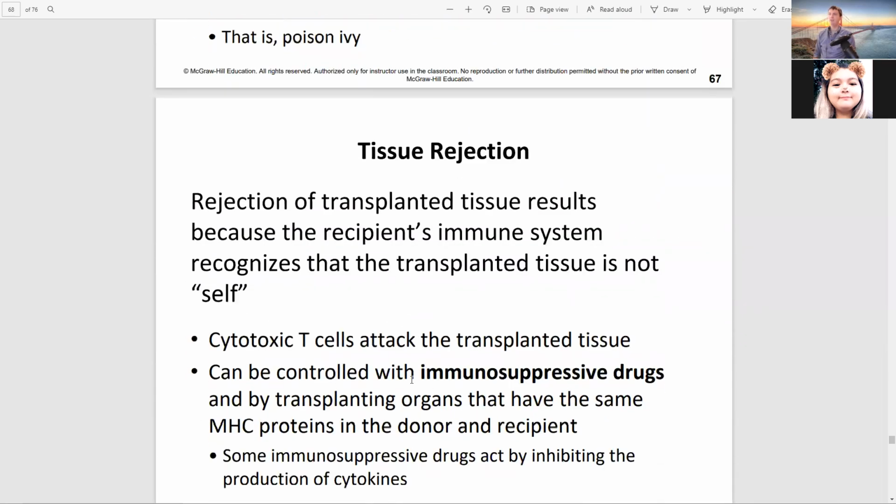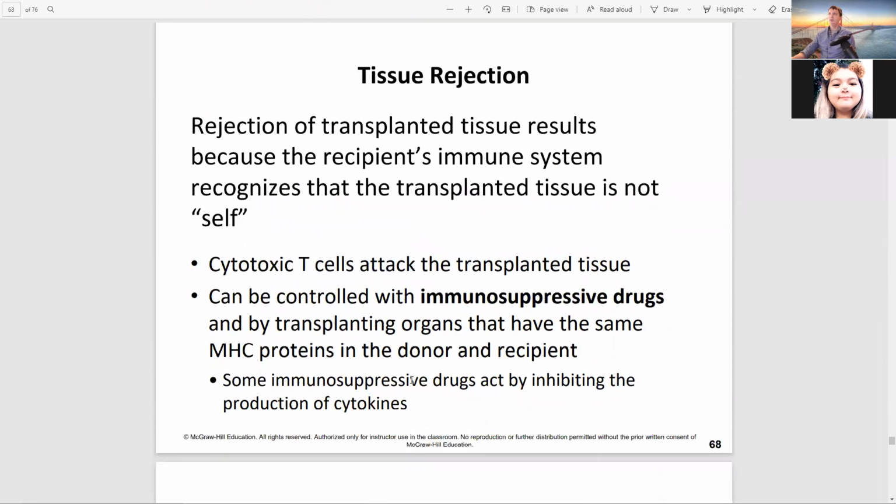Okay, so tissue rejection. Rejection of transplanted tissue results because the recipient's immune system recognizes that the transplanted tissue is not self. So cytotoxic T cells attack the transplanted tissue. This can be controlled with immunosuppressive drugs and by transplanting organs that have the same MHC proteins in the donor and recipient. Some immunosuppressive drugs act by inhibiting the production of cytokines.